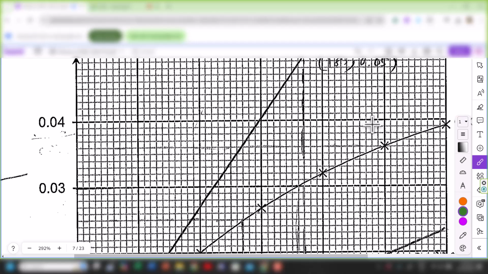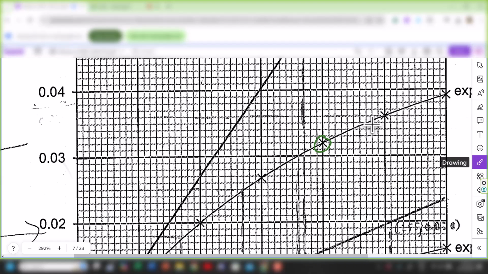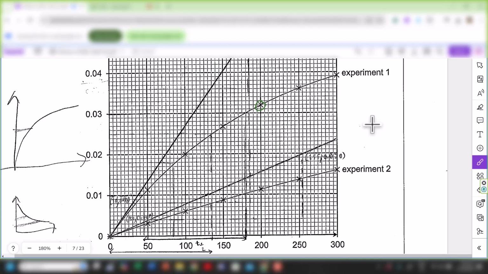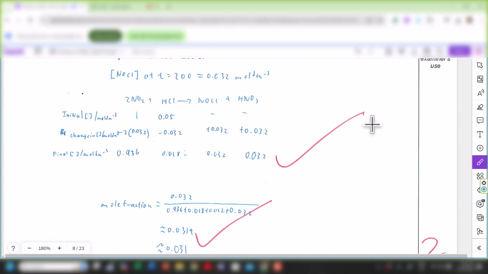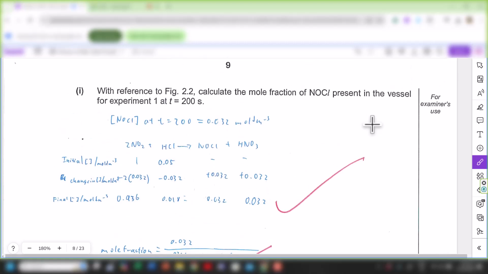So this is the point 0.03. Oh, sorry, I think the slide is not working. So 0.03. It happens to be the plotted points as well, but you can just read it off. And then after that, based on what you understand by the reaction, you can simply calculate the final concentration. This is based on the fact that if I have 0.032, then what is the change in the number of moles of HCl?